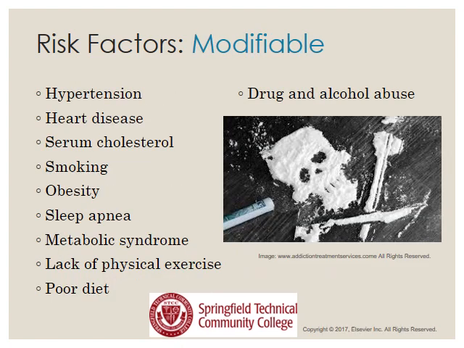So some of the modifiable risk factors for stroke include hypertension, heart disease, cholesterol, smoking, obesity, sleep apnea, metabolic syndrome, lack of physical exercise, poor diet, especially one high in saturated fats, and drug and alcohol abuse. And specifically, cocaine is one of the biggest risk factors when it comes to hemorrhagic stroke due to high blood pressure, because it's going to raise your blood pressure.